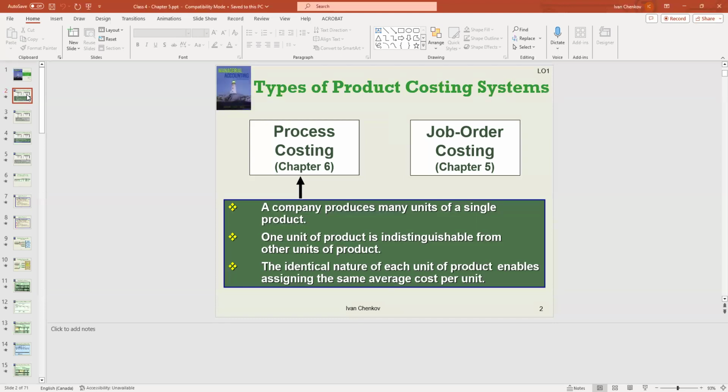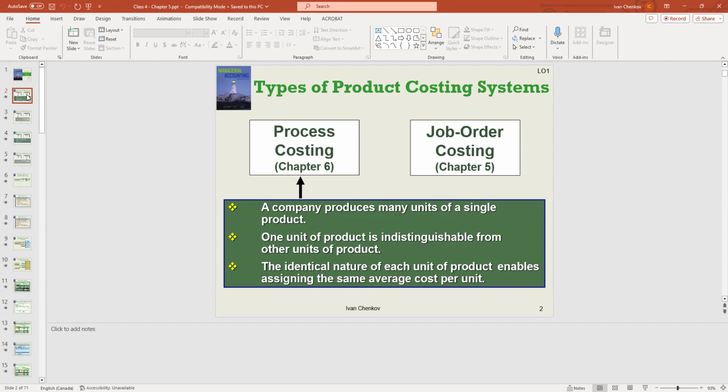The interesting thing in process costing is the company will produce a single product, but many units of that product. A simple example: I'm producing yogurt. I'm Austro-Balkan and I'm producing Balkan style yogurt for the whole week, over and over and over again. Every product is the same product. I cannot distinguish between one product and the other because they're exactly the same.